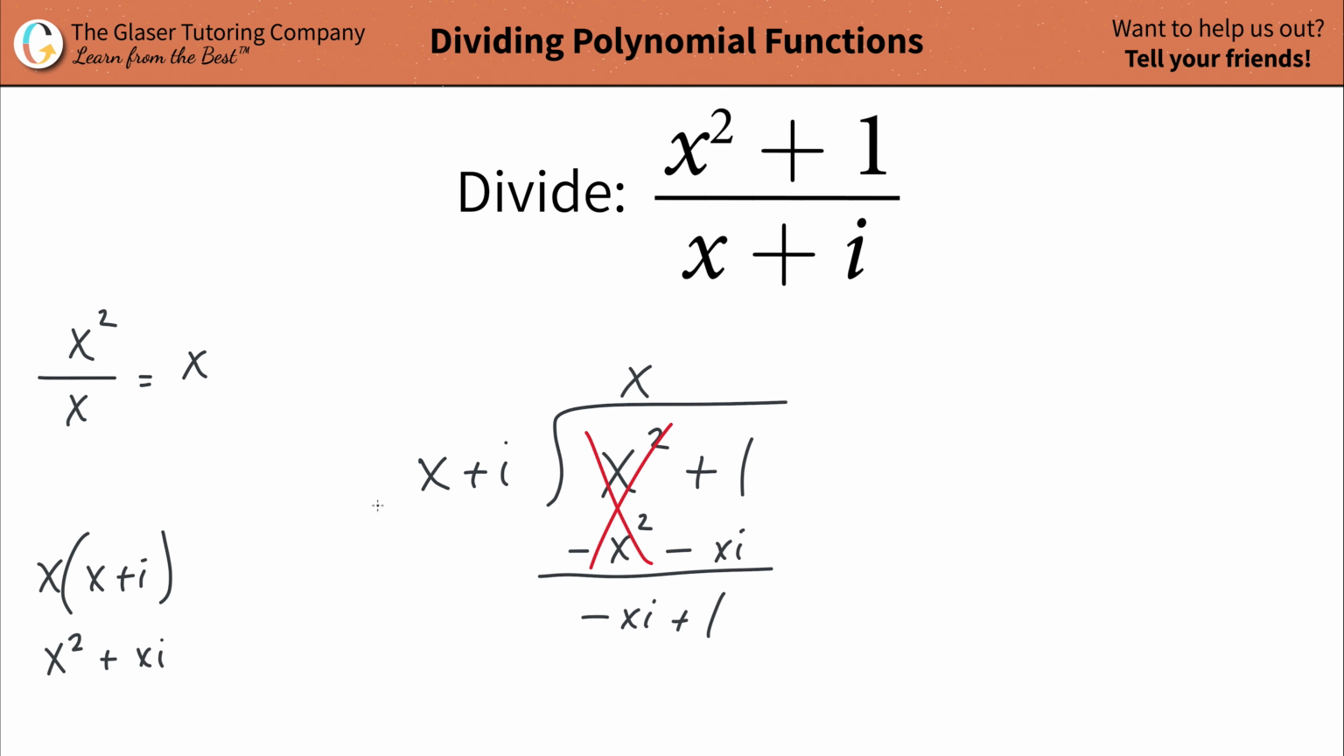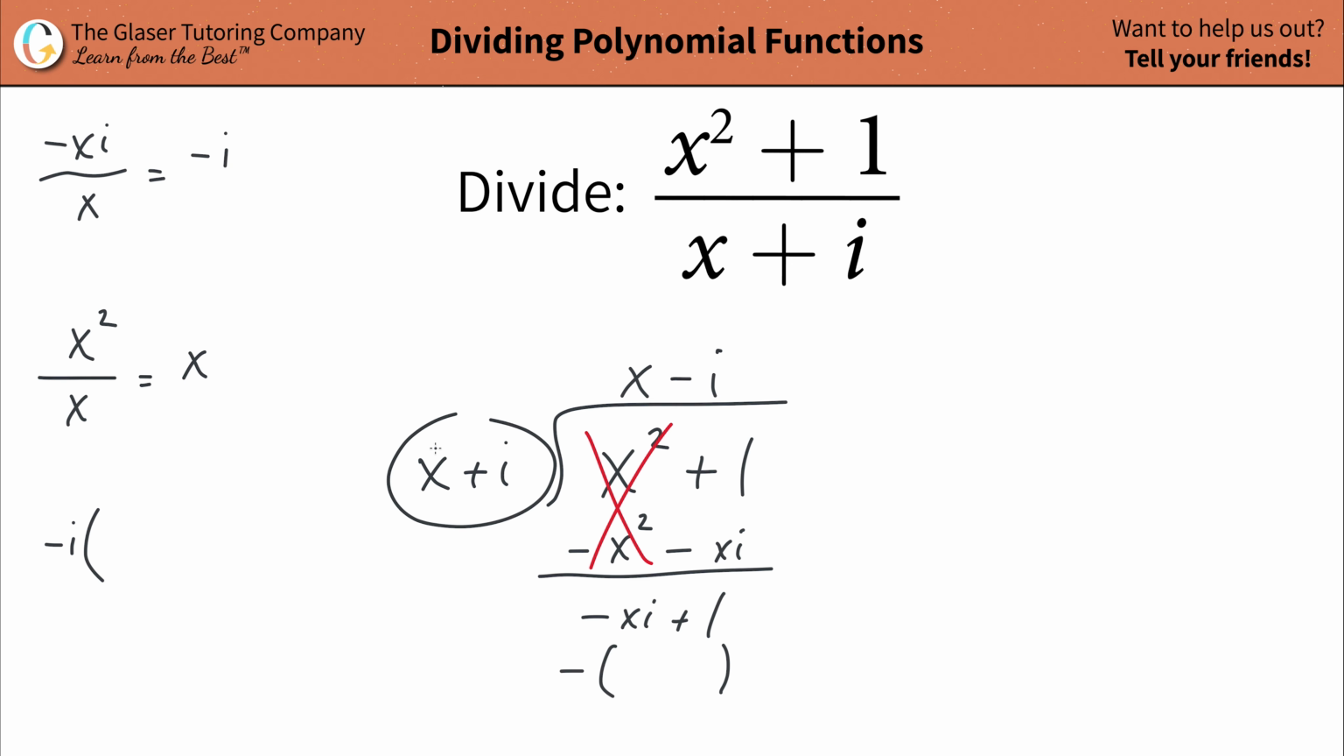And again, I'm going to figure out how many times this x divides into that leading term. So it's negative xi over x. And what are you left with? Well, you're left with negative i. So that's fine. Write that in. So this on the top now is a negative i. Great. Then what you're going to do, just like we did before, is first set up your parentheses, so minus and then open and close the parentheses. Then take whatever this is, negative i, and multiply it by whatever this is.